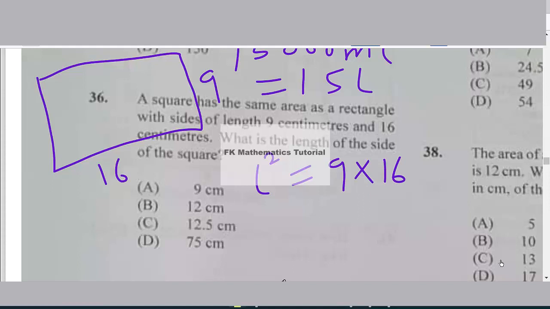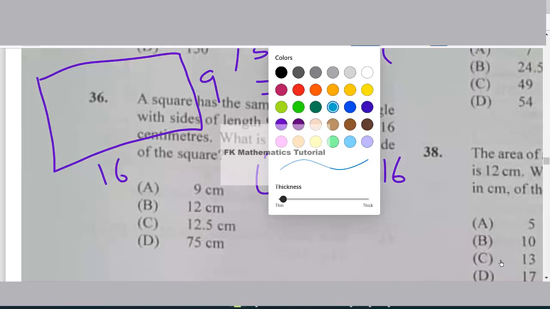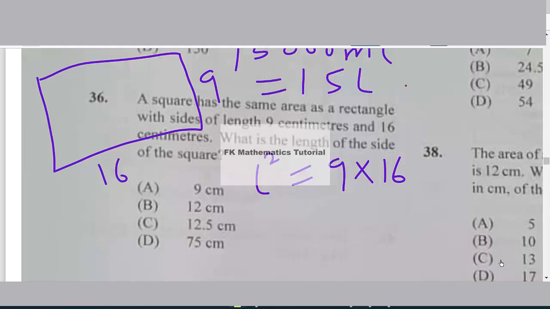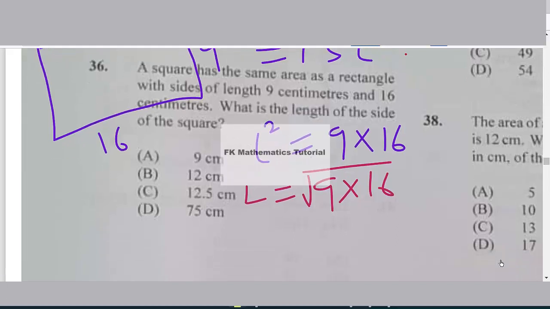So we find a positive square root of both sides. So L will be equal to the square root of 9 times 16. Now we can take square roots. If it is a product, we can take it individually. Square root of 9 is 3, and square root of 16 is 4. So this will give us 12 centimeters.